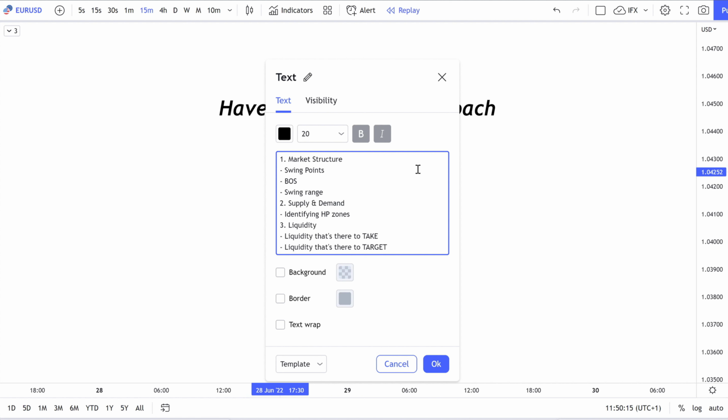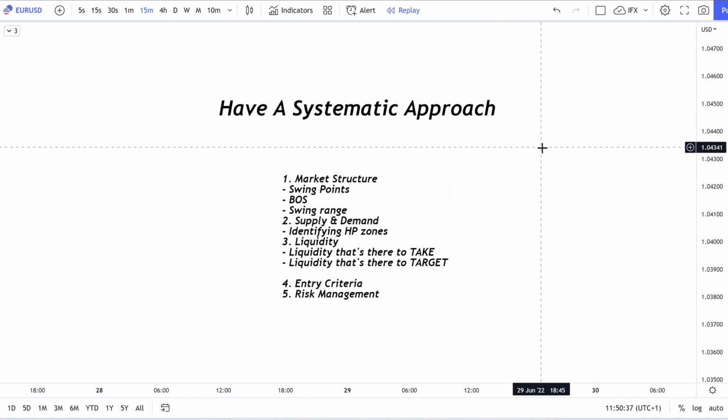Identifying market structure, then my supply and demand, and then identifying liquidity points to take and then to target. Only then comes in my entry criteria, and after taking the trade, risk management. This is literally as simple as I keep it, but it's very systematic. It's the same thing again and again, day after day. In its most basic form, this is what I look to do every single day.